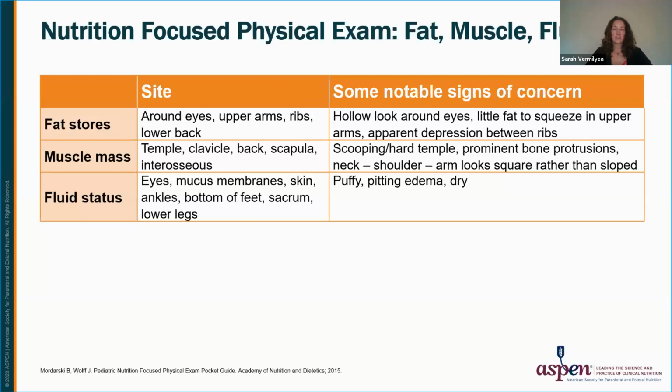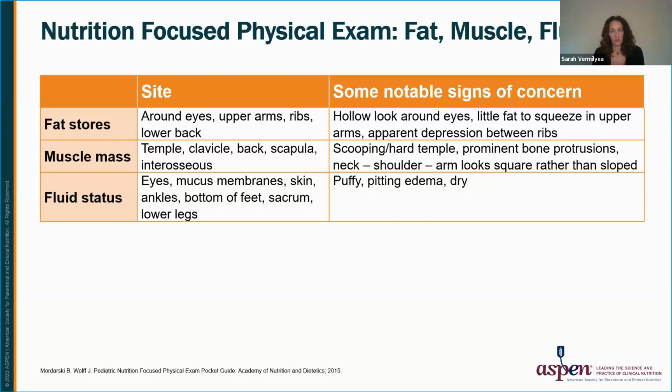So some notable signs of concern in those areas with that really hollow look around the eyes, a small amount of fat to squeeze in the upper arms, like differentiating from the muscle, and then really apparent depressions between the ribs. For muscle mass, some of the areas are the temple, around the clavicle, along the back, the scapula, and the interosseous muscle. And some notable concerns there would be like a real big scoop, a hard temple, prominent bony protrusions, a neck, shoulder, arm that looks really squared off and not sloped at all with muscle.